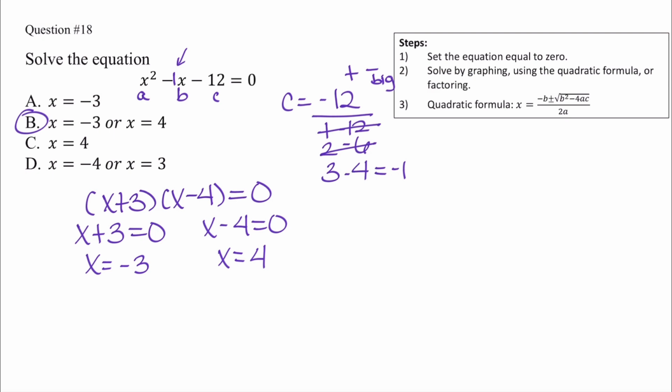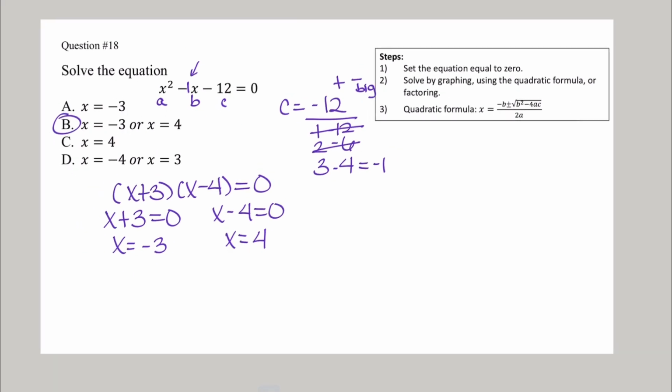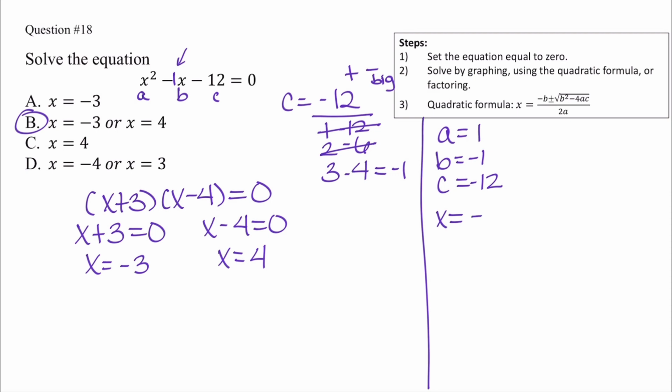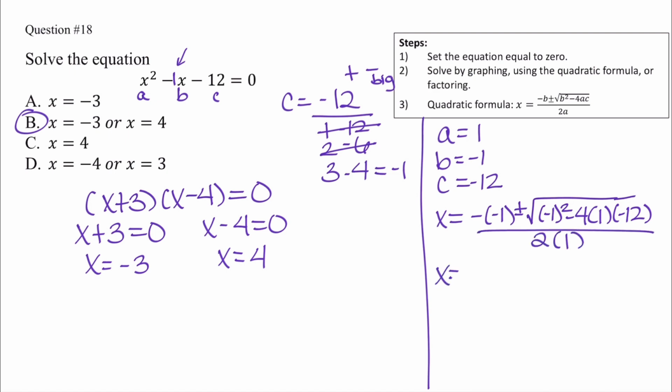If you would like to do so, and I know some of you prefer it this way, you can solve using the quadratic formula, right? You can say that a equals 1, b equals negative 1, and c equals negative 12. So when you plug in, you get x equals negative b, so that's going to be negative 1 plus or minus the square root of b squared minus 4 times 1 times negative 12 divided by 2 times a. So that's going to be x equals 1 plus or minus the square root.